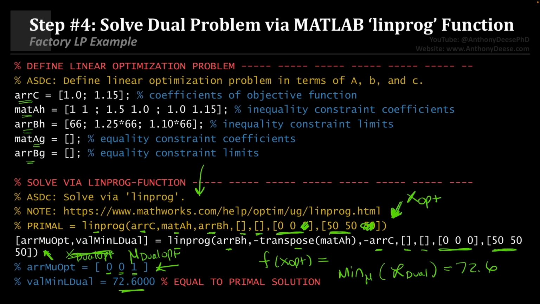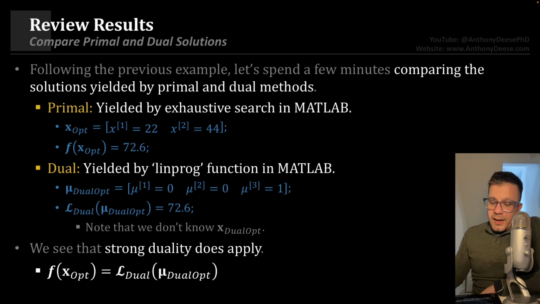But moving forward, let's ignore this for a second. Let's assume that we didn't have that ideal solution moving forward. All right, so let's examine the results. If we look at the solution that the primal problem yielded, and we did this via exhaustive search in MATLAB, it yields an optimal value of x, 22 units and 44 units, and it yields an optimal quantitative value, which represents the objective function. Essentially, the maximum income is 72.6 units.